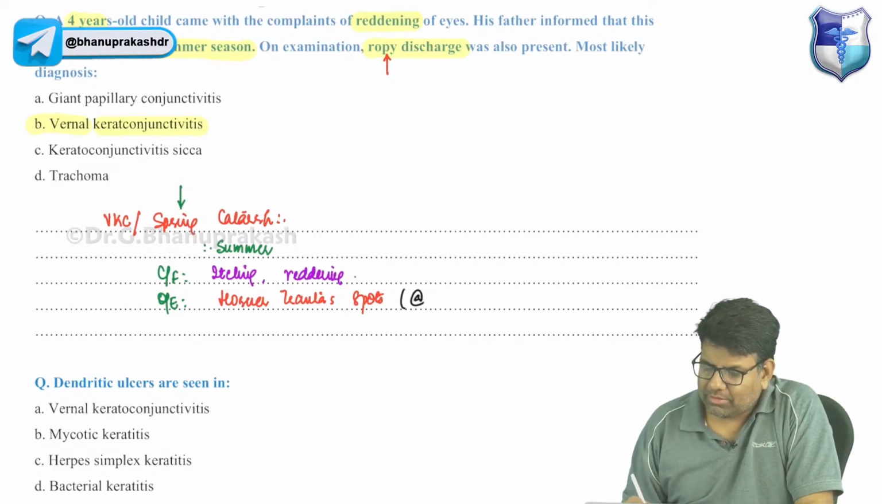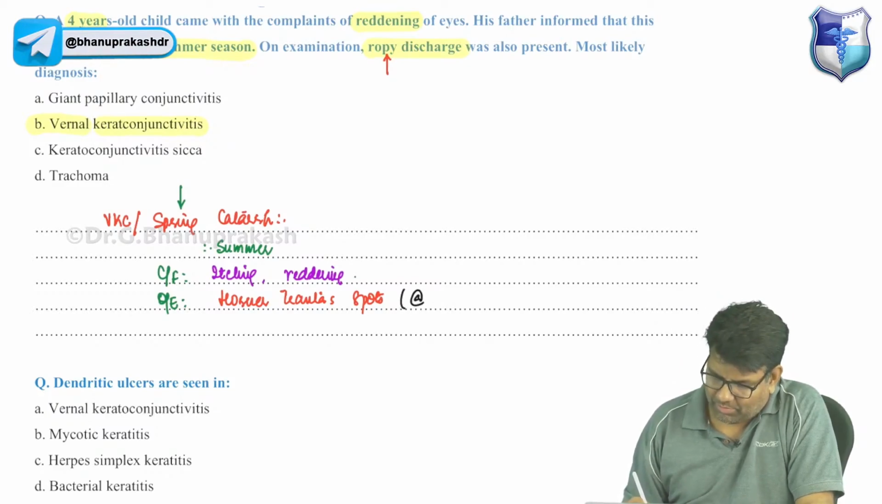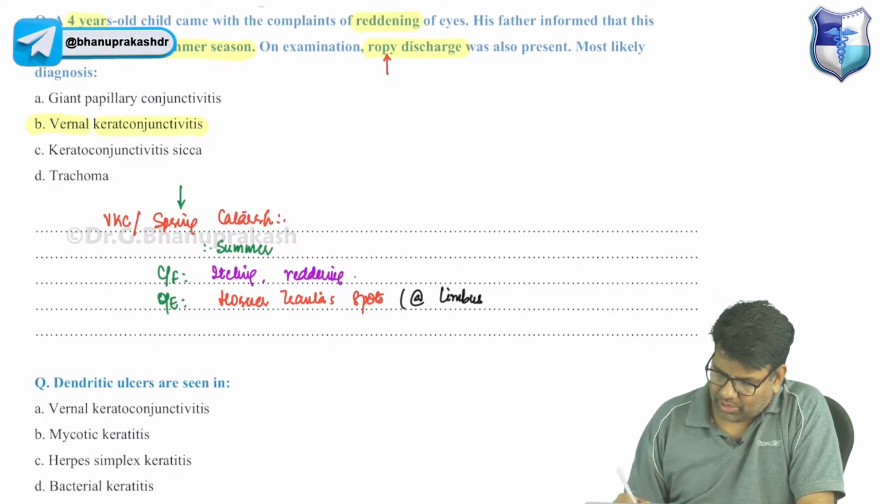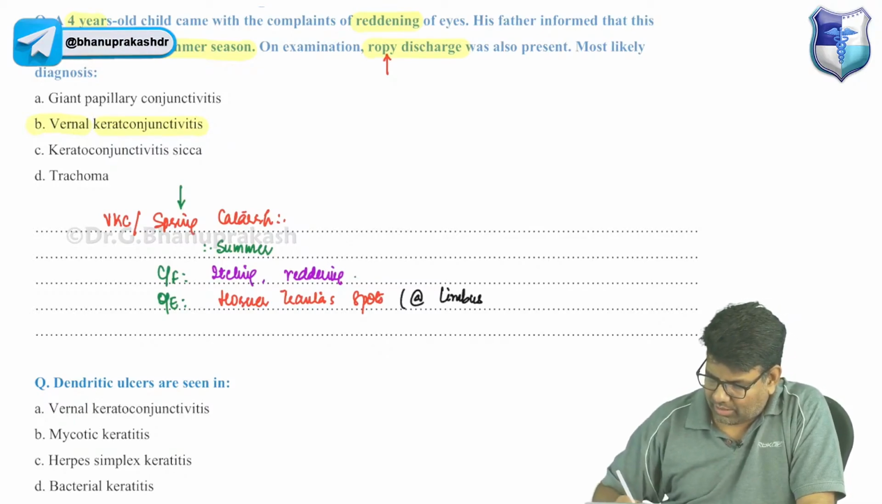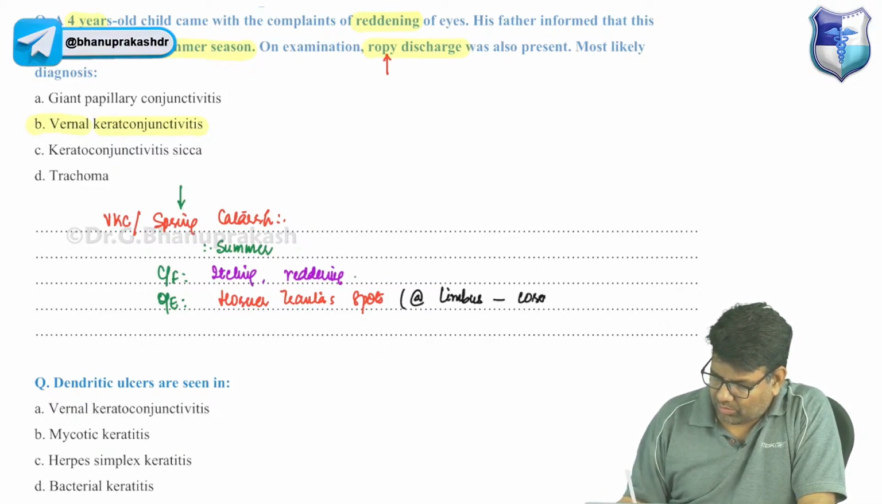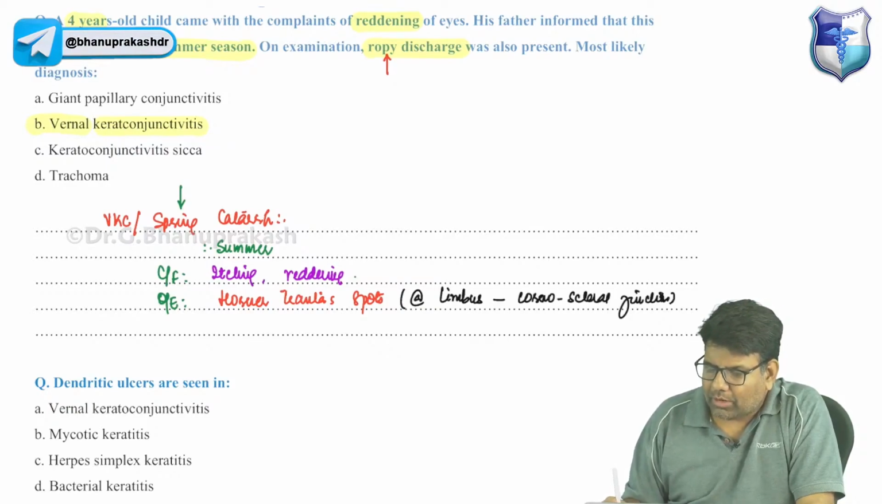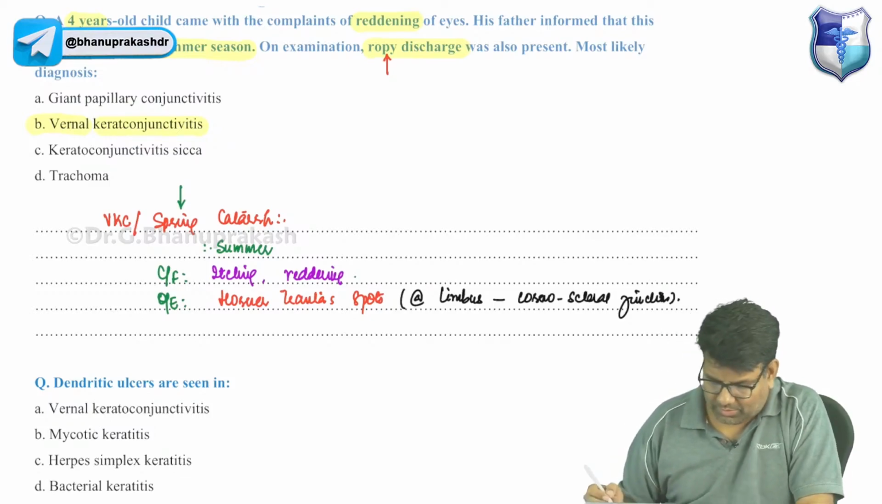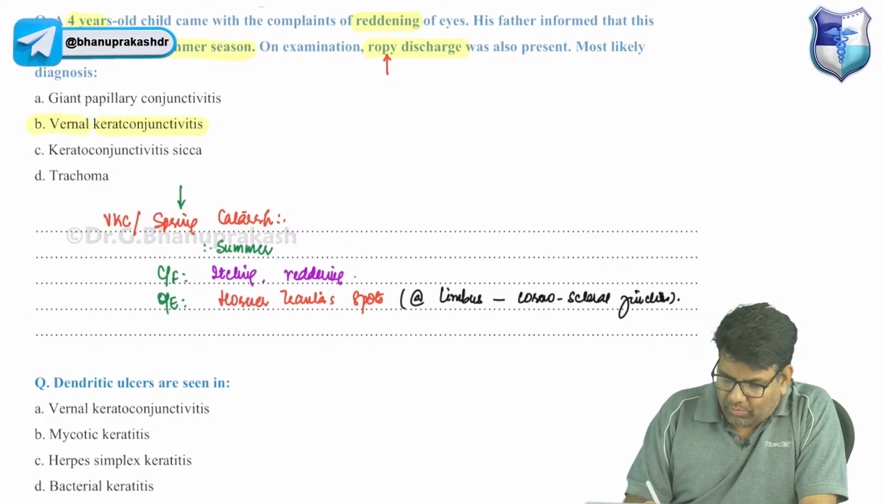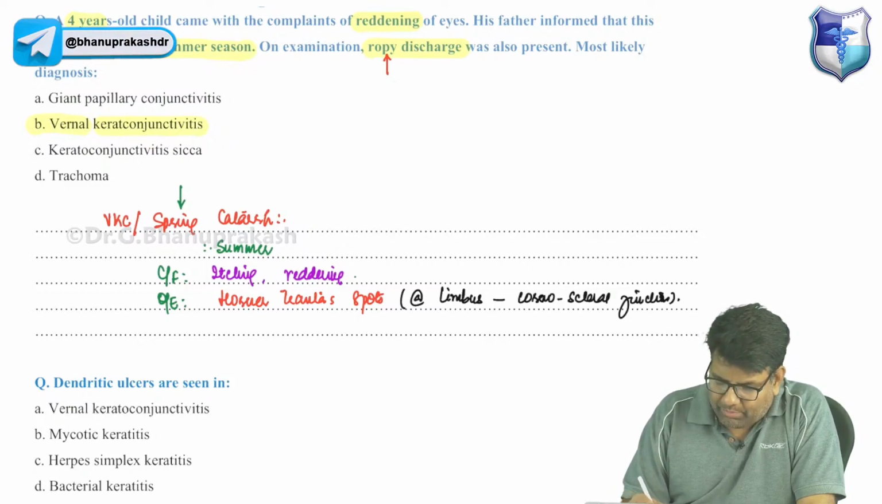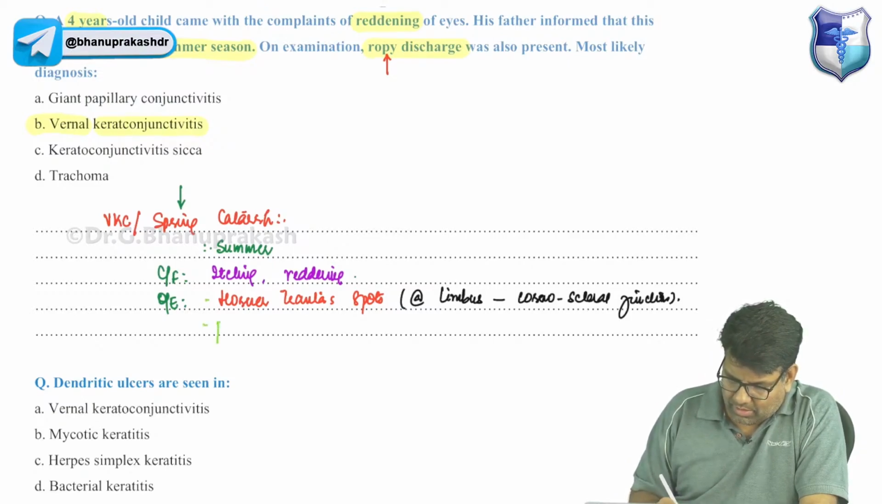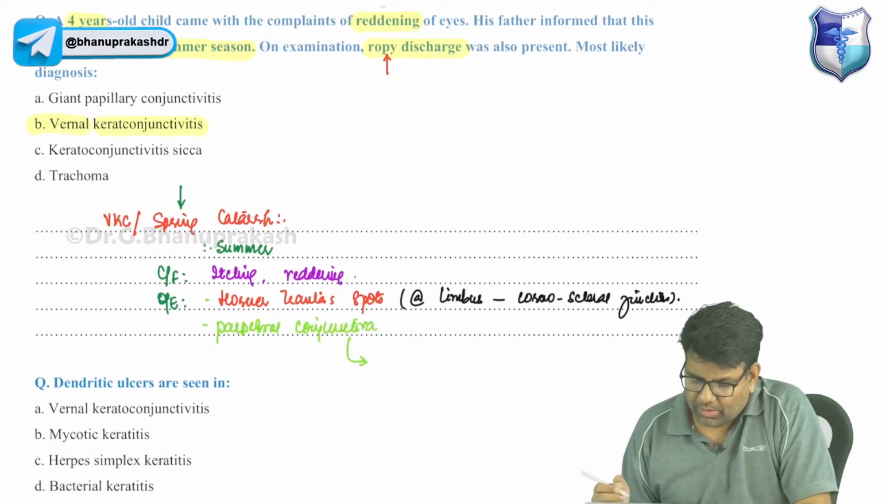They are present at limbus, and limbus is actually the corneoscleral junction. And then what will we find in palpebral conjunctiva? Palpebral conjunctiva will show you what?